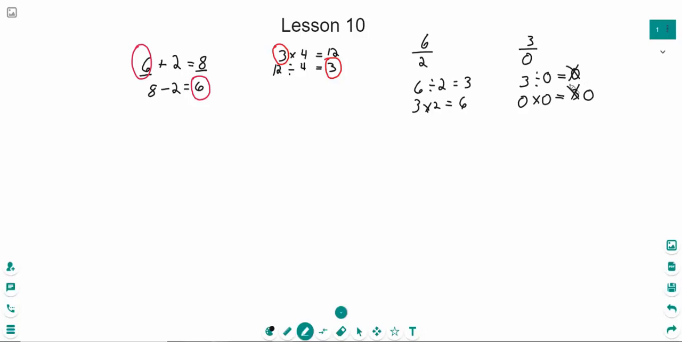So if the answer is not 0, what is it? And I'll let you think about that for a second. If it's not 0, what would it be? 3 divided by 0 is what?